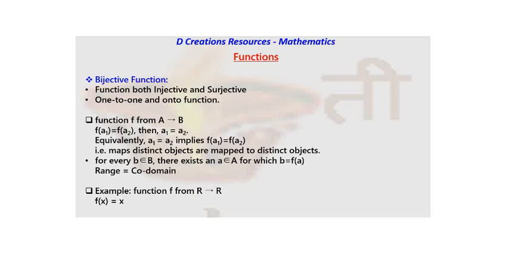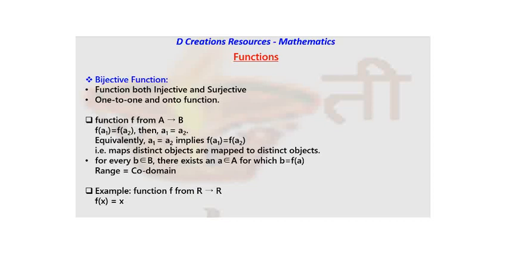So, in other words, distinct objects are mapped here to distinct objects. So, a1 and a2, if they are distinct, then f of a1 and f of a2 will also be distinct. Otherwise, if a1 and a2 are not distinct, the function values will also not be distinct.